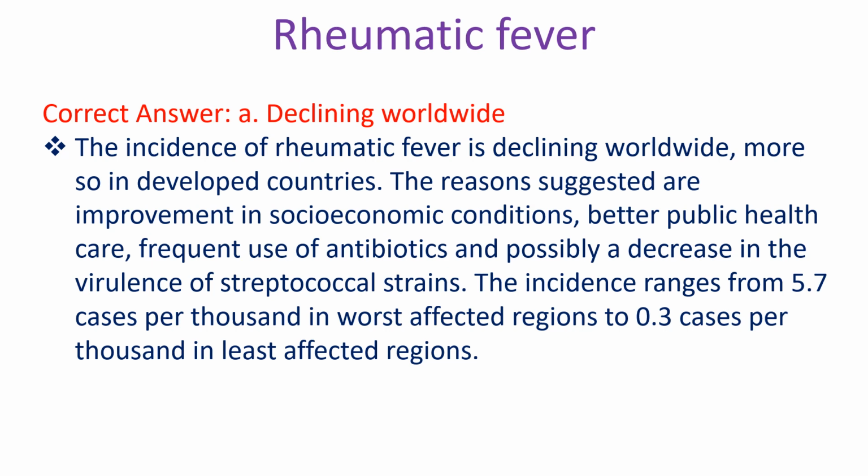The incidence of rheumatic fever is declining worldwide, more so in developed countries. The reasons suggested are improvement in socio-economic conditions, better public health care, frequent use of antibiotics, and possibly a decrease in the virulence of streptococcal strains. The incidence ranges from 5.7 cases per thousand in worst affected regions to 0.3 cases per thousand in least affected regions.